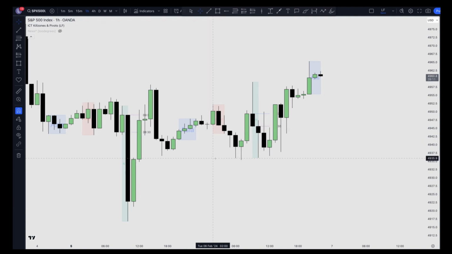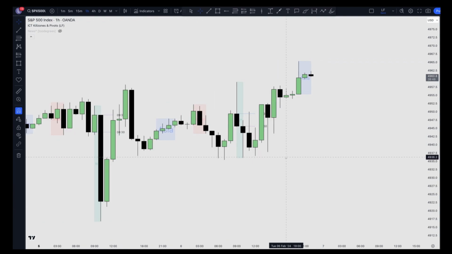So the window for the New York kill zone is 7 to 10 a.m. for Forex pairs. That's Eastern Standard Time. And for indices and futures, it's 8:30 to 11 a.m. Eastern Standard Time. So for the S&P 500 index, I trade from the 9:30 to the 10:30 window.